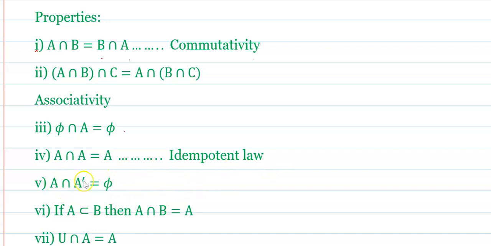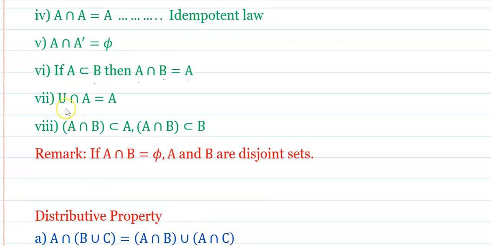A intersection A complement is equal to phi. If A is a subset of B, then A intersection B is equal to A, because A is the smaller one and their common elements are nothing but A. Next, U intersection A is A. Next, (A intersection B) is a subset of A. A intersection B is also a subset of B. Okay, now the important remark. If A and B, their intersection is phi, then A and B are the disjoint sets.